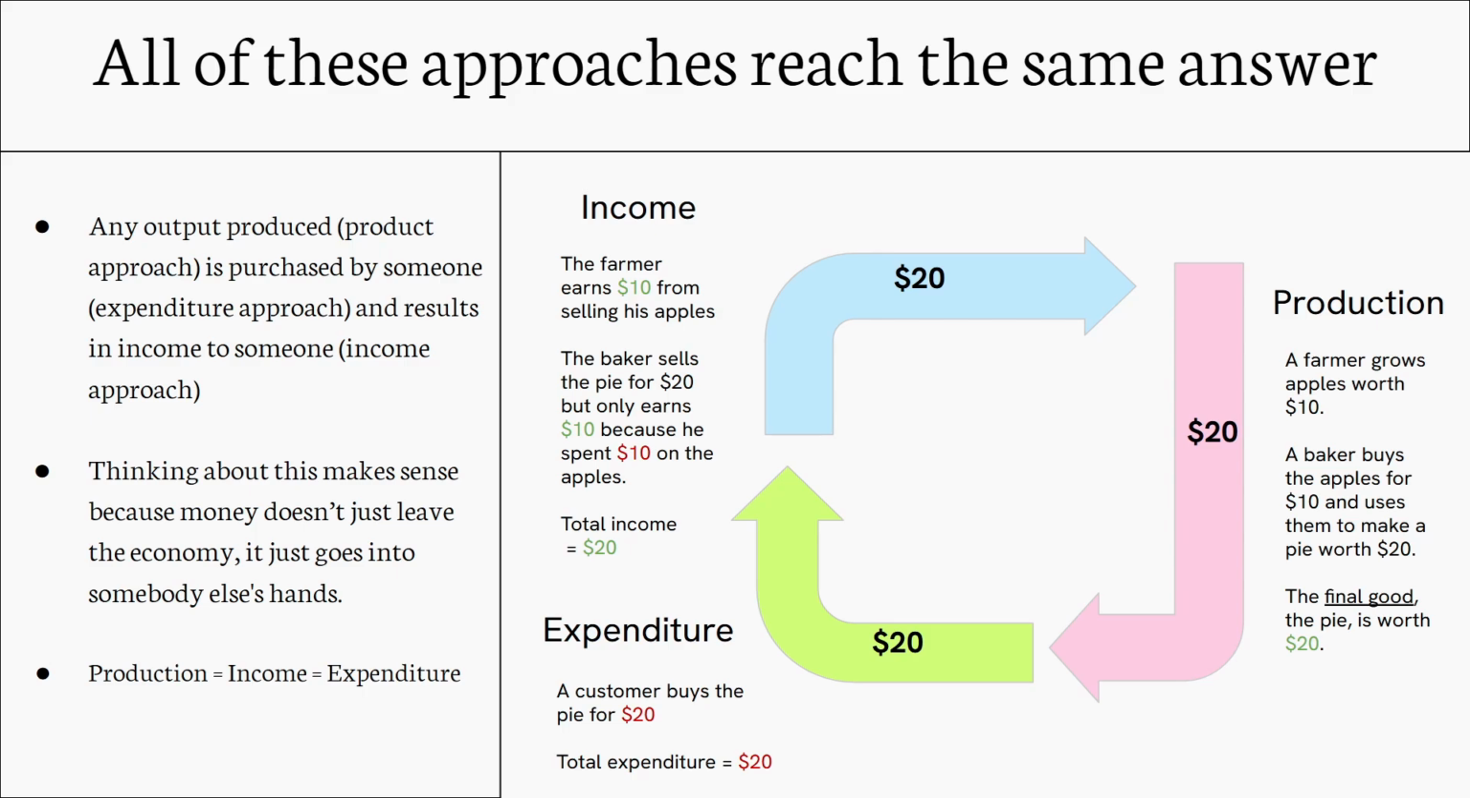So the farmer earns $10 from selling his apples, and the baker then sells that pie for $20, but he only earns $10 total because he spent $10 on the apples. So if we just add up the $10 the farmer made and the $10 the baker made, we get the total income of $20 again. So you can see that they're all exactly equal. And because they're exactly equal, we should just use what's easiest for us, which is the expenditure approach.